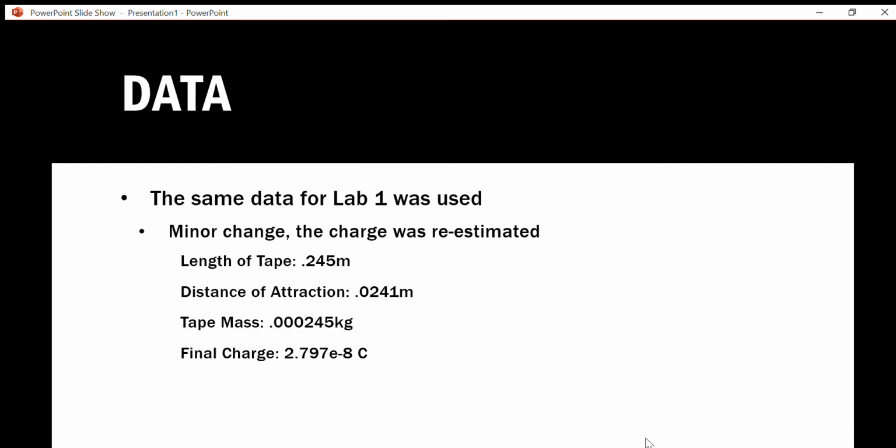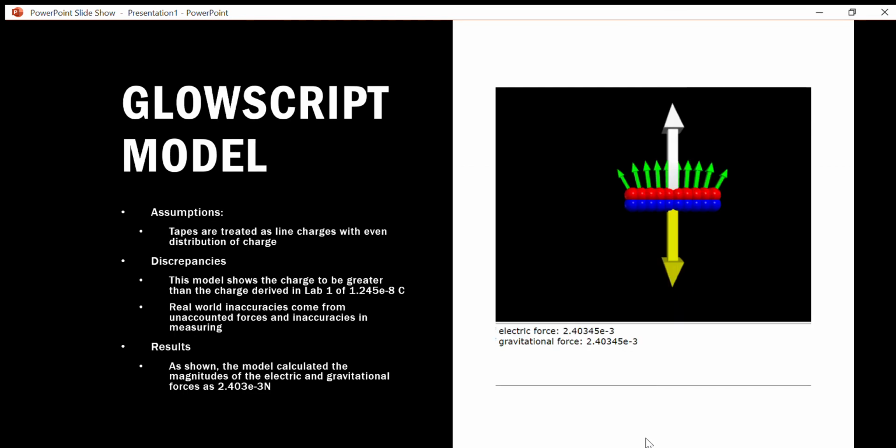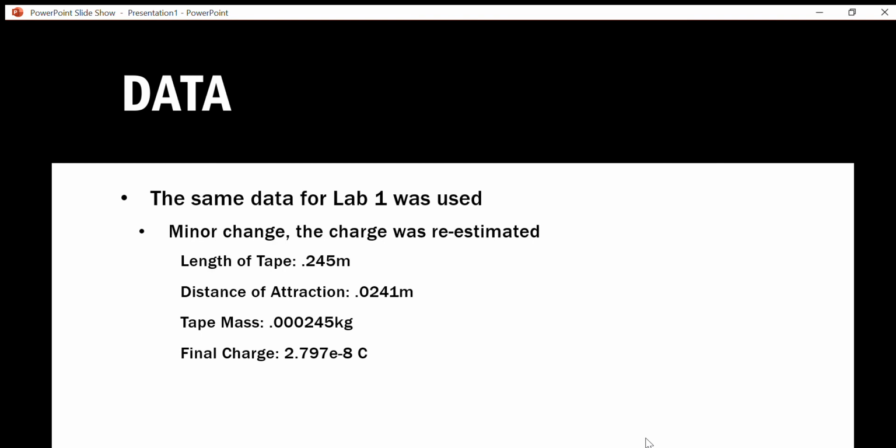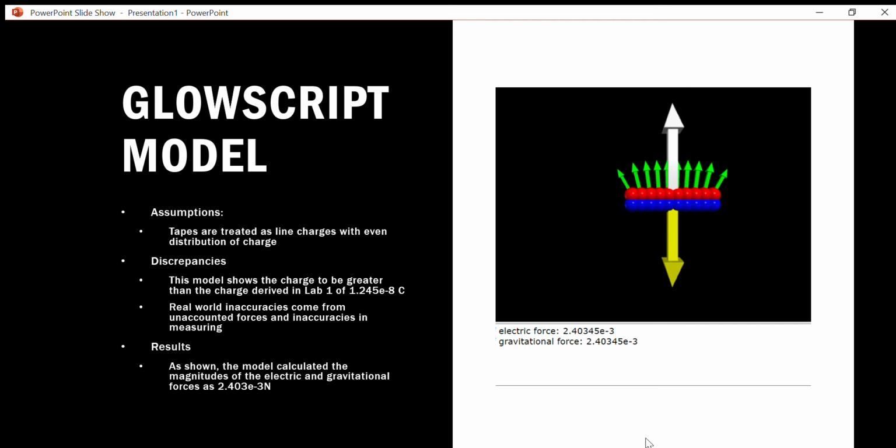And then, of course, we have the gravitational force, which is mass times the gravitational constant times j hat. So for my data, I just used the same data from Lab 1, but with one minor change: I re-estimated the charge to account for the more accurate model. And so here's my GlowScript model. The assumptions I made here were that the tapes are line charges with even distribution of charge, and as you can see, my final charge that I found was 2.797 times 10 to the negative 8th coulombs.